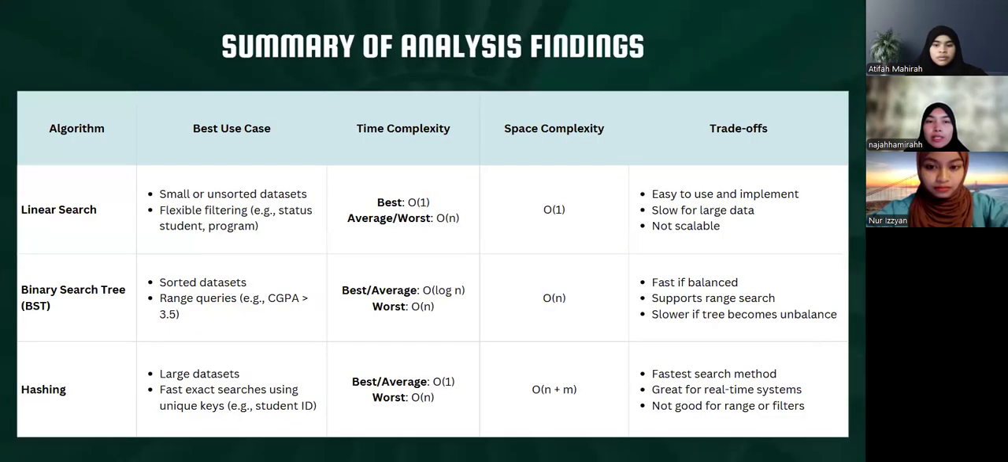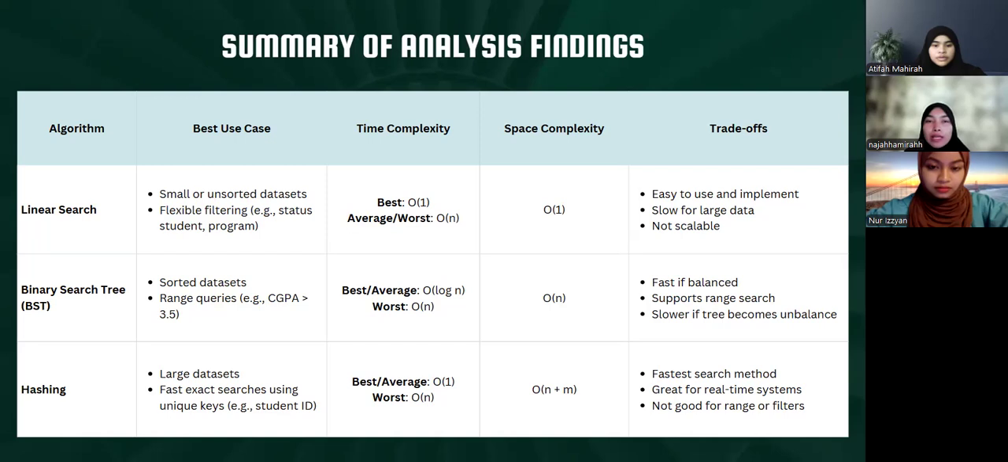So next is summary of analysis finding. In this project, we compare three search algorithms, which is linear search, binary search tree, BST, and hashing, hash table, to see which one work best for finding student record in a university system. We look at how fast they are, how much memory they use, and what trade-off come with using each one.